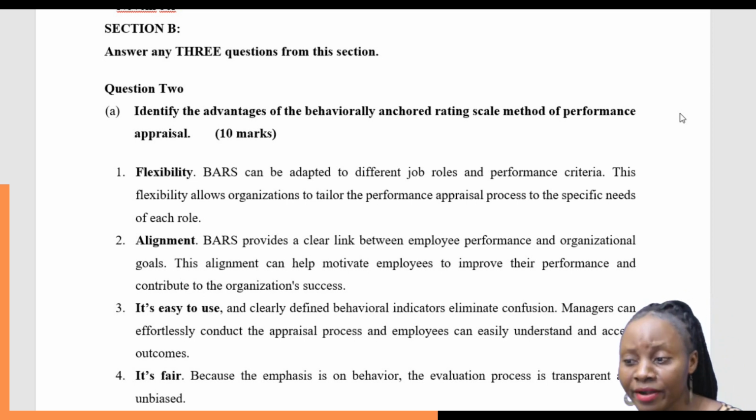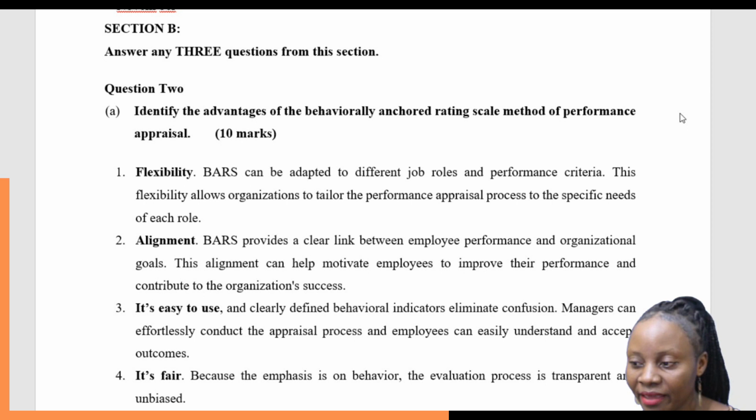It's also very fair. Why? Because the emphasis is on behavior, not bias. There's no way someone will say you've not behaved a certain way when you behave openly and clearly. So there's no way somebody can become biased when using the BARS, the behavioral anchored rating scale, because your behavior is open to everyone. Because of that, it's a very fair method of measuring performance.